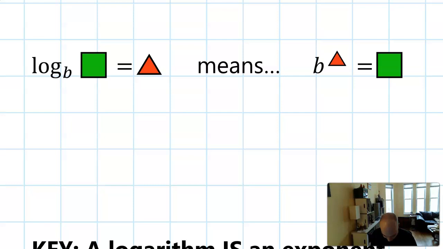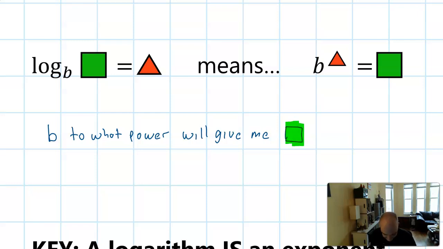And when you see a log statement like this, another way to think about it is saying, okay, b to what power will give me the thing that is next to the b, the thing that is in the argument of the log. B to what power will give me square? Well, if we rewrite that in exponent form, we can see that b to the triangle power equals square. So the answer is b to the triangle power should give you the square. Maybe that's a little goofy.